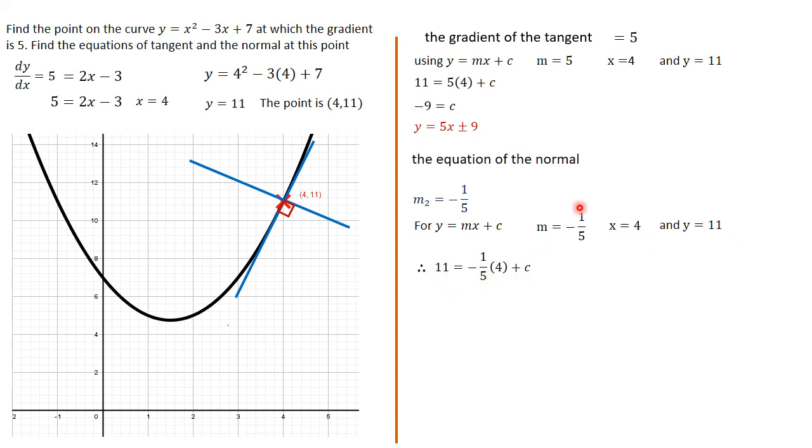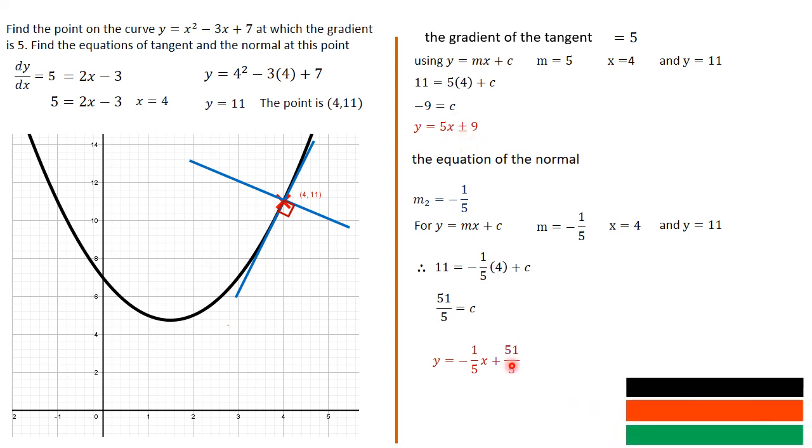Negative a fifth is this particular one, and 4 is that particular one. Remember also, this is the same as this particular equation, just in case I need to mention that. c is 51 over 5, and therefore the equation is y equals negative a fifth x plus 51 over 5. And I think that's clear. Again, please let me mention that this is not right. It should be y equals 5x minus 9. c is minus 9. You should not have plus or minus.